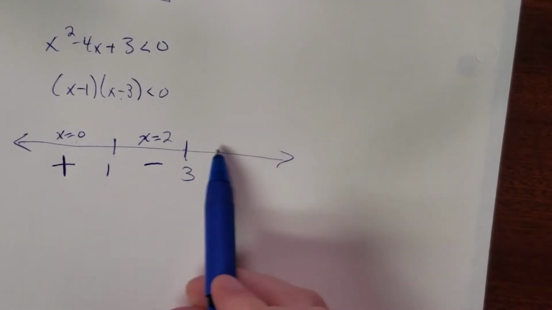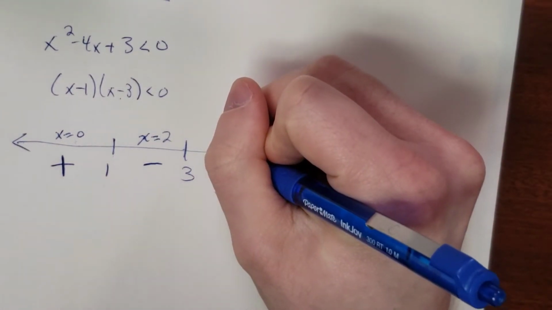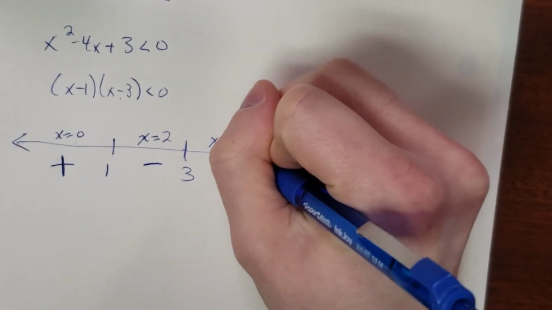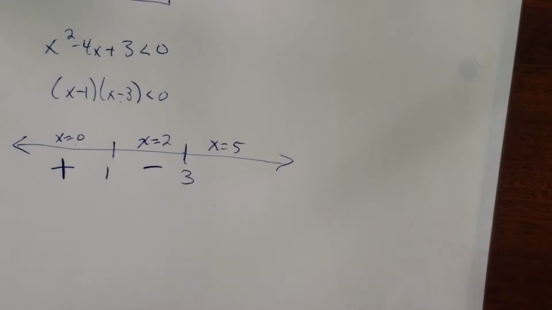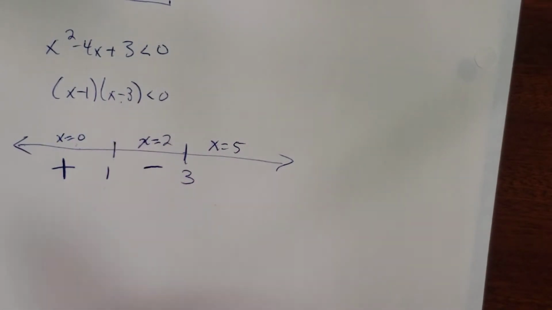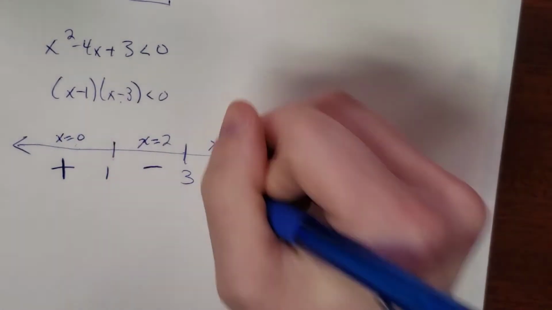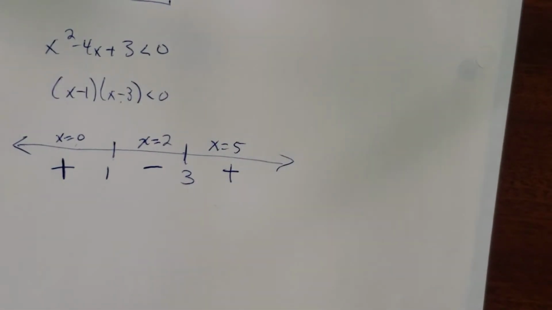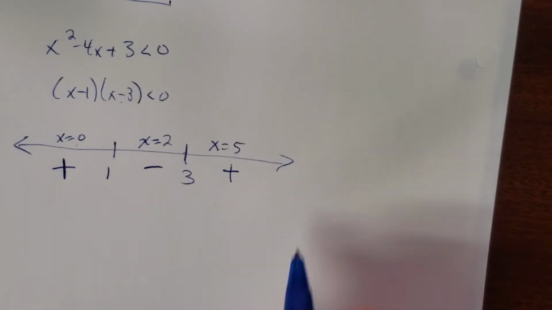Finally, we want to fill in this last interval here. So let's pick something bigger than 3. How about x equals 5? All right, if we plug 5 in, 5 minus 1 is positive, 5 minus 3 is positive as well. We get a positive times a positive, which tells us that value is positive. So the function value is positive everywhere on that interval.